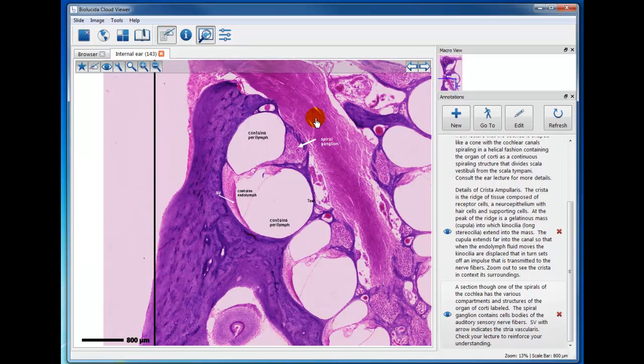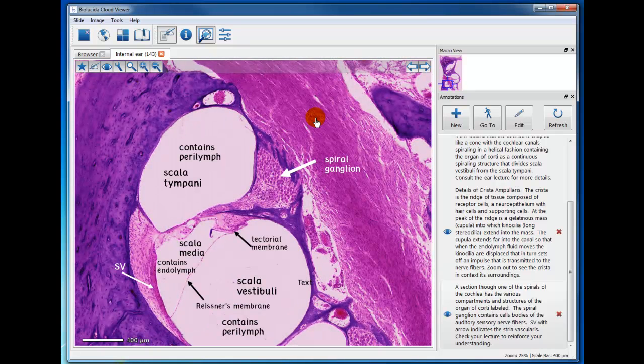So I wish you all the success in studying this specimen. It's a very interesting mechanism.